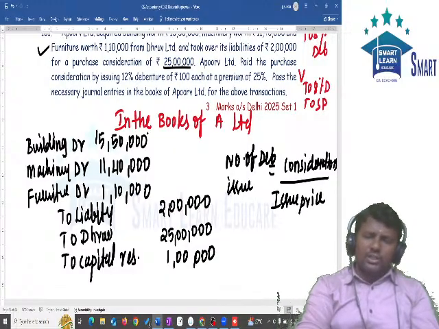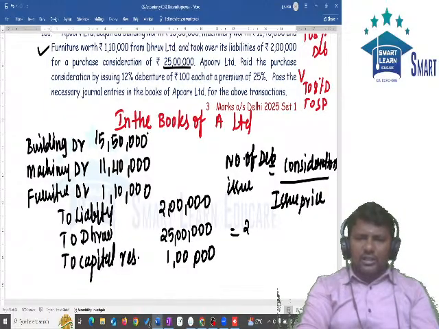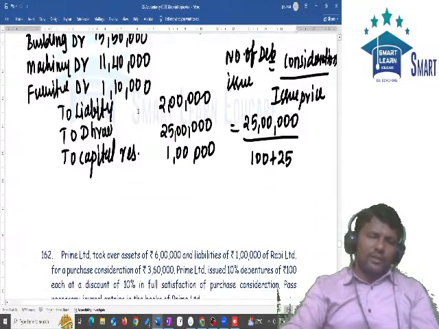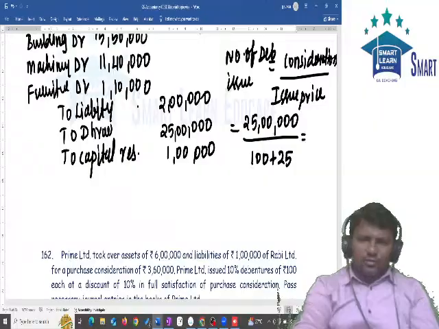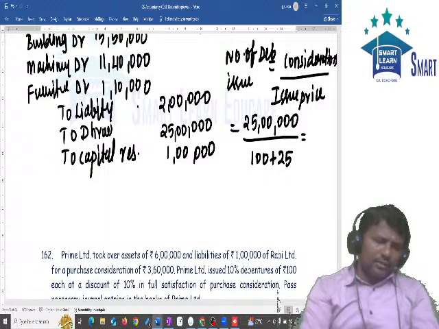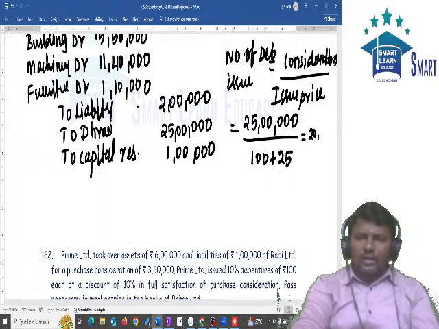Already I told you what the issue price is. Here the consideration is 25 lakh. This 25 lakh will be settled by issuing debentures at a premium of 25%. It is 100 plus 25, which is 125. 25 lakh divided by 125 will give you 20,000 debentures.